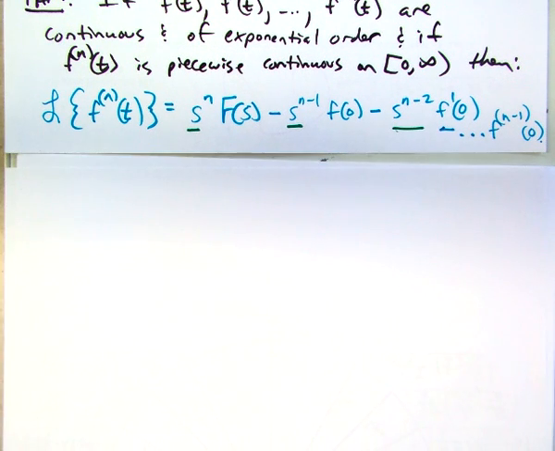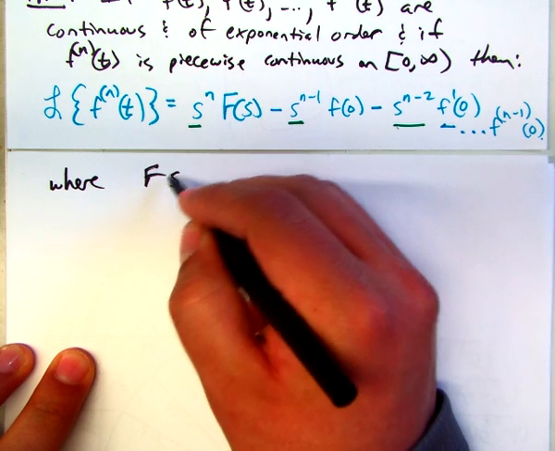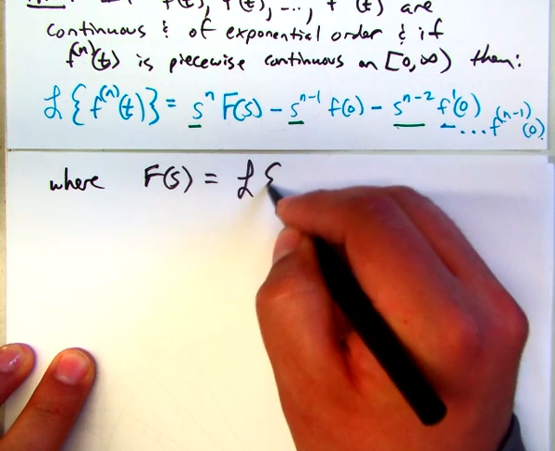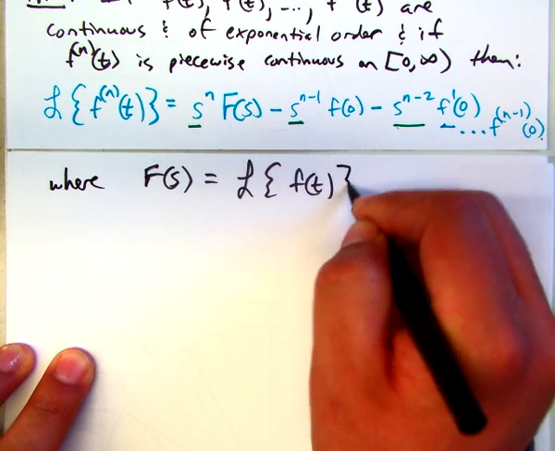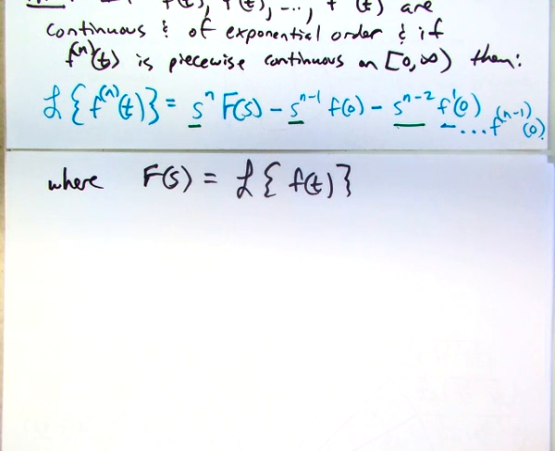And of course it's understood that capital F of s is indeed the transform of f of t. But rather than write that notation out over and over, capital F of s makes more sense. Okay. Any questions on this so far?